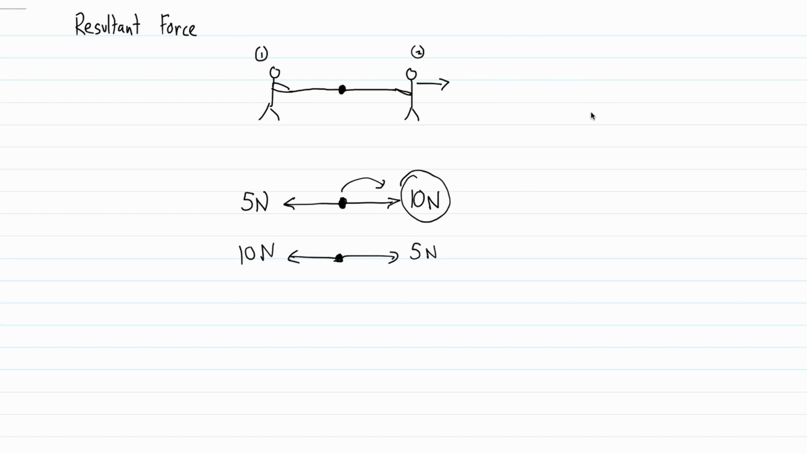Another example could be if the object is being pulled upwards and downwards, and here it shows 10 Newton and here 5 Newton. Looking at the diagram, we can see that the upward force, which is 10 Newton, is much higher than the bottom force, which means the object is going to move up. Basically, what resultant force tells us is that the stronger force will dictate the movement of the object. Always remember that.